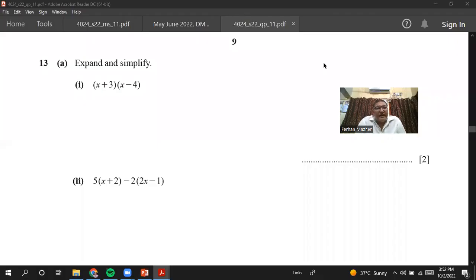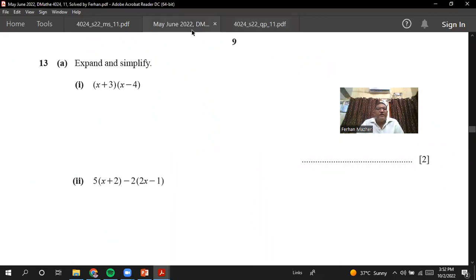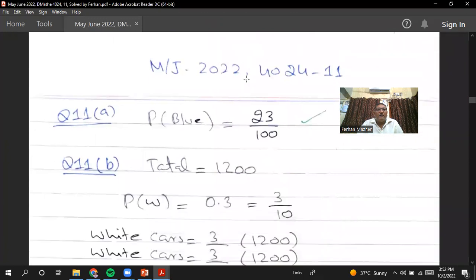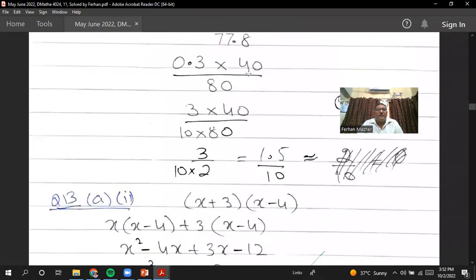Question number 13. He says expand and simplify. So these are two brackets, they are multiplying with each other. So we will simply multiply them. Let me show you how this is done.